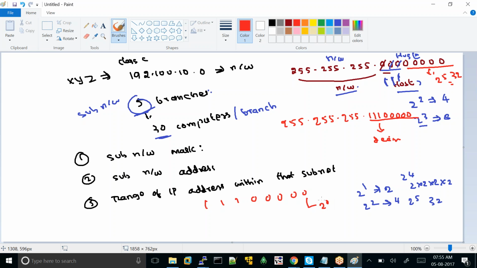So you have 11100000, with 2 power 0, 2 power 1, 2 power 2, similarly 2 power 3, 2 power 4, 2 power 5, 2 power 6 and 2 power 7. Now you have values for 2 power 5, which is equivalent to 32, 2 power 6, which is equivalent to 64, 2 power 7, which is equivalent to 128. Therefore, if you sum all the values, 8 plus 2, 10, 14.